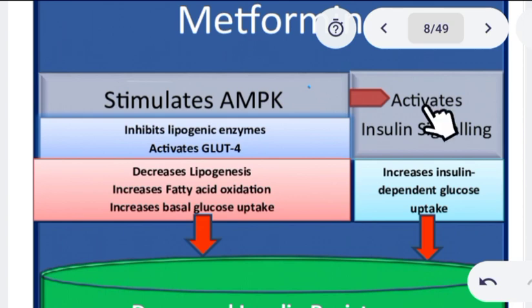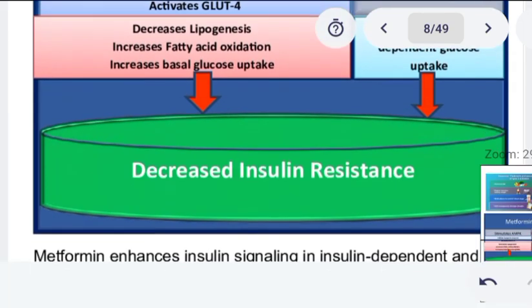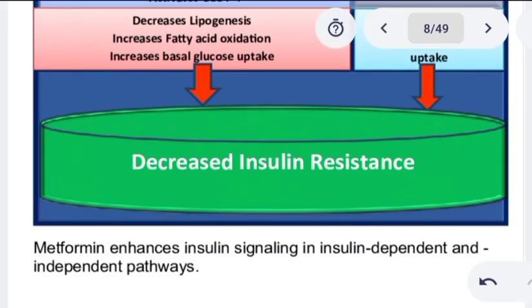What else does it do? Metformin actually activates insulin signaling. So it increases insulin-dependent glucose uptake. It's also going to increase the activity of the insulin receptors, and that will help in the uptake of glucose into the cell. So this is a drug that is very important. Metformin enhances insulin signaling in insulin-dependent and independent pathways. Okay, so we're going to have decreased insulin resistance. In other words, it decreases insulin resistance. That's the function of metformin.